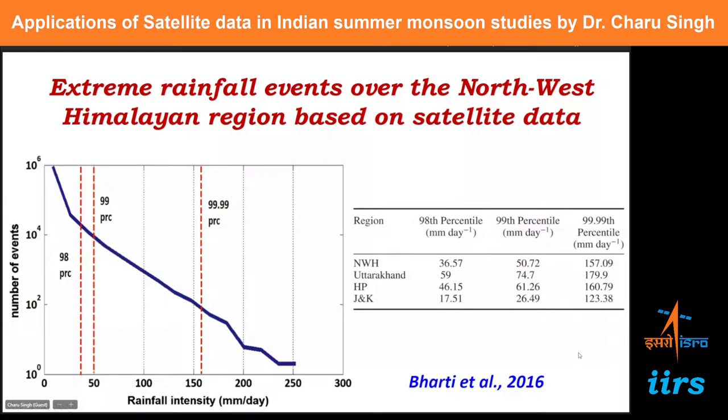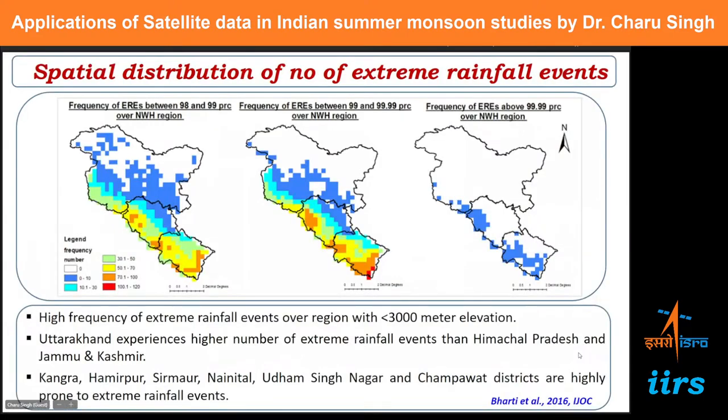Using these values, if we see the distribution of the number of events in this region, we note that the high frequency of extreme rainfall events generally happens in the region below 3000 meter elevation. So here we have the elevation lesser than 3000 meter. And if we compare the northwestern Himalayan region states, we note that Uttarakhand experiences a higher number of extreme rainfall events than Himachal Pradesh, and then comes Jammu Kashmir, and towards the end we have the Ladakh region.